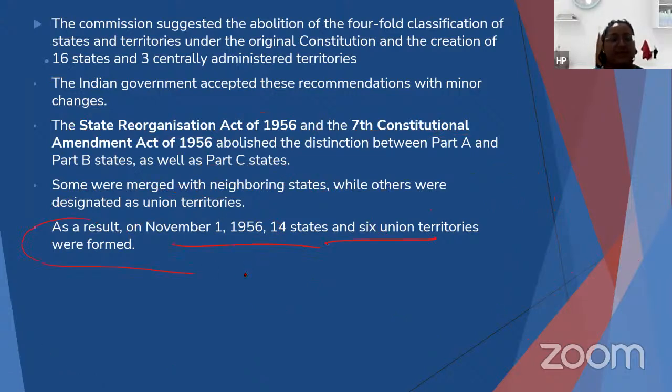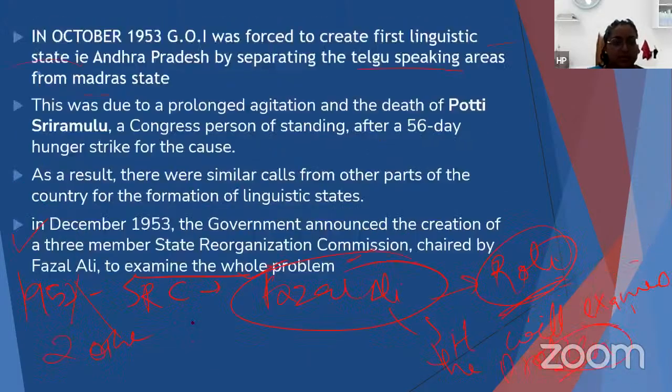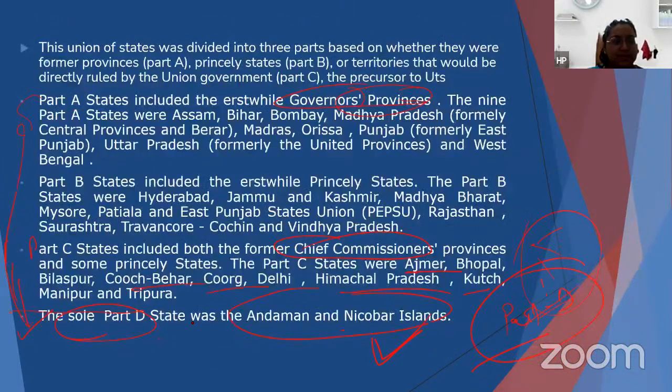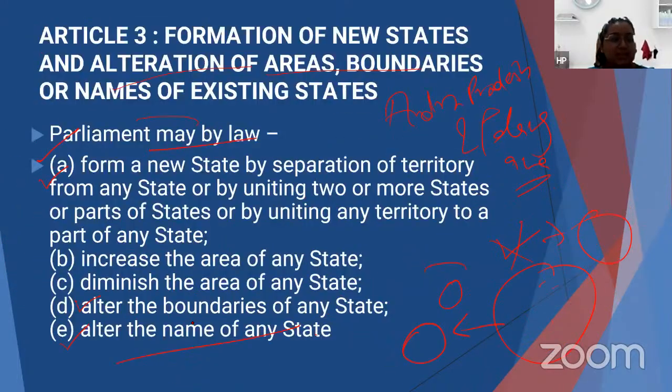Okay, and this was the result of which commission? It happened because of what? Because of the recommendation of the Fazal Ali Commission. Okay, because it recommended the abolition of the fourfold classification that we made after independence. So these are the 3 major important commissions that we did today. And with this, we will conclude this lecture of ours.